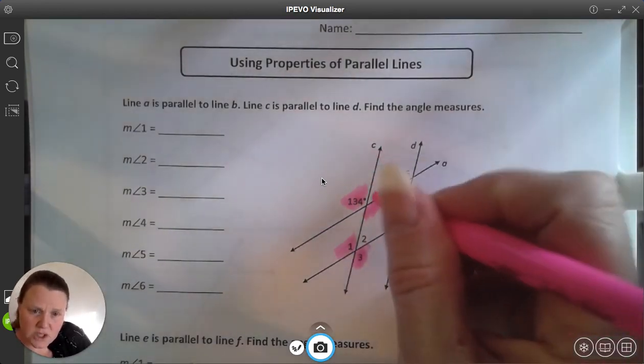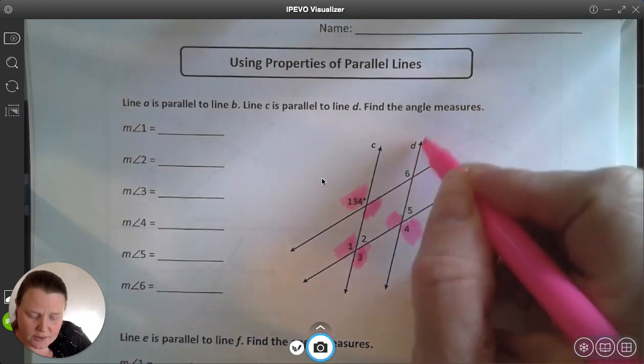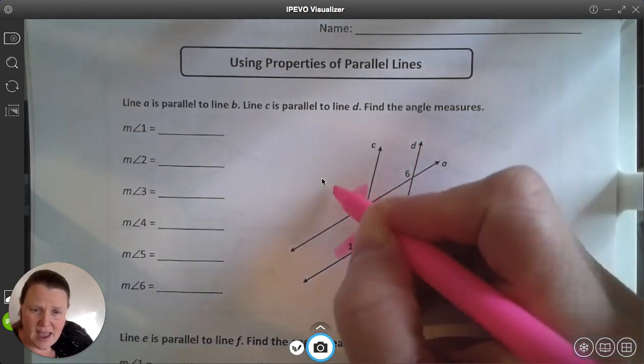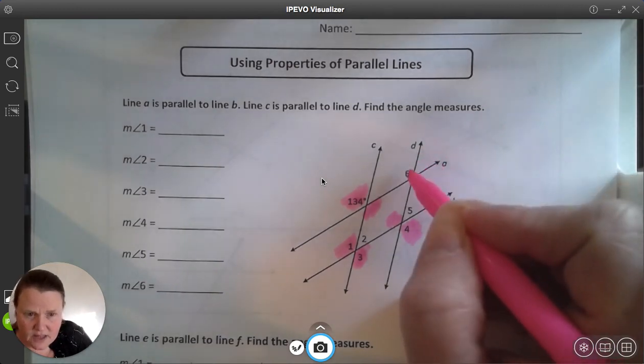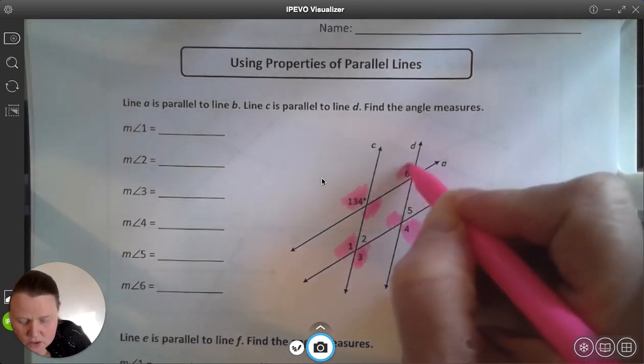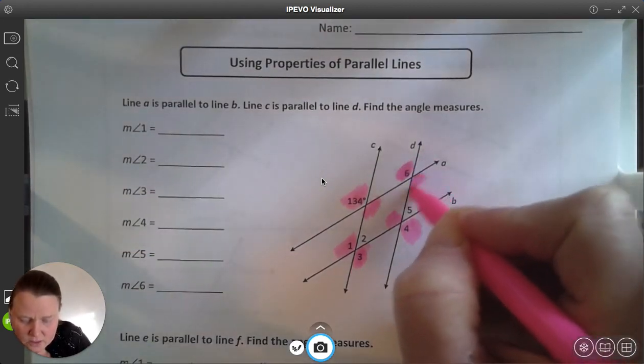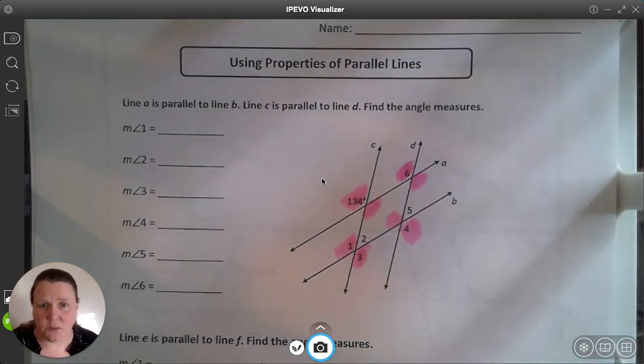So again, I have corresponding parts. These two lines are parallel, and therefore this is on the left side and the top, and this right up here is also on the left side and on the top. So this is also a corresponding part, and its vertical angle would also be equal. So every angle that I have just marked in pink is going to be 134.